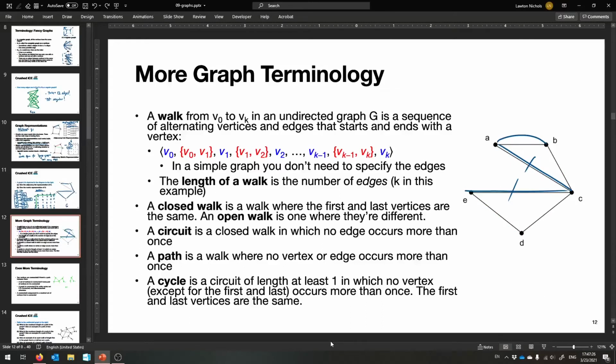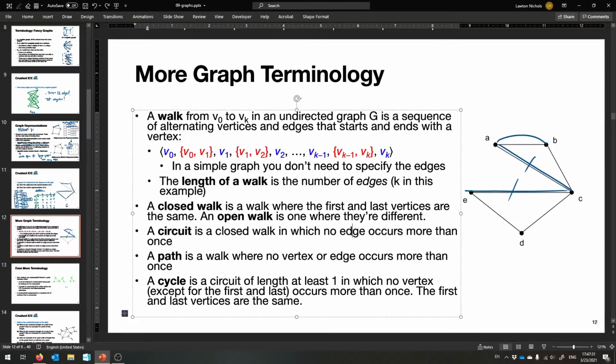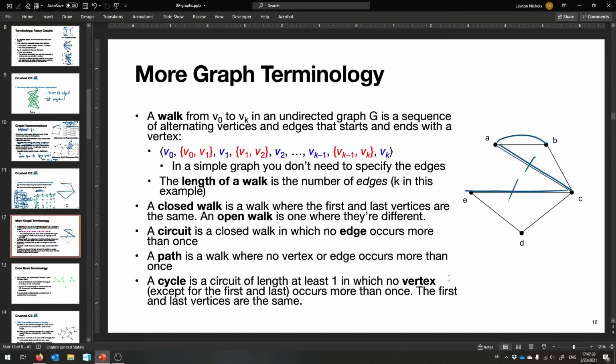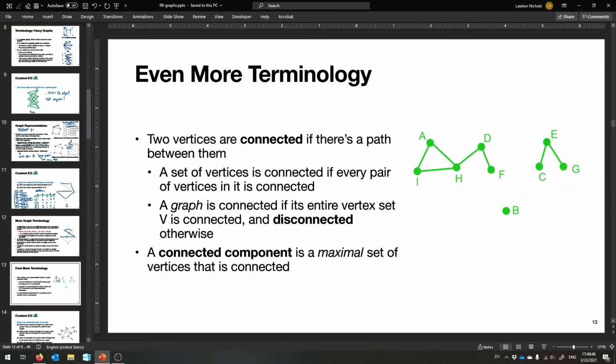So circuits are about edges. Cycles are about vertices. Though the first and last vertices are, of course, going to be the same in a cycle. So that's the difference between a cycle and a circuit. I hope that makes sense. I am sorry, there are a lot of words you need to learn when you're learning about graphs, unfortunately. But after I've thrown them all at you, I guess there's not a problem. They will be stuck in our minds because I have many examples.